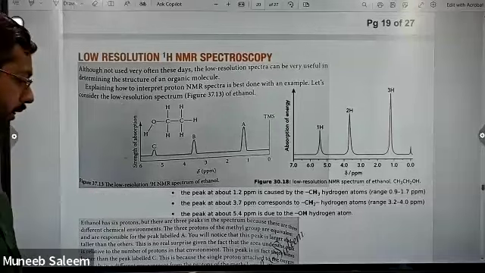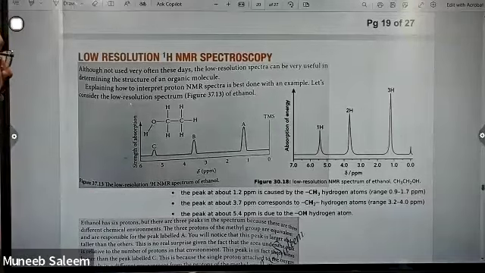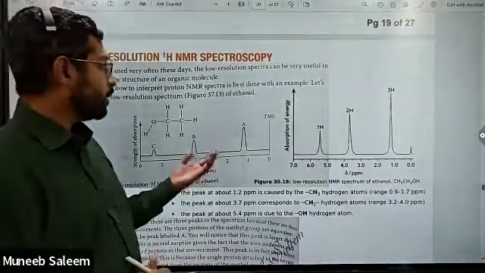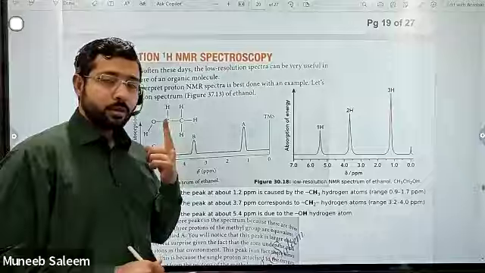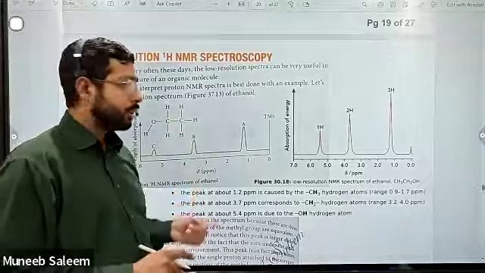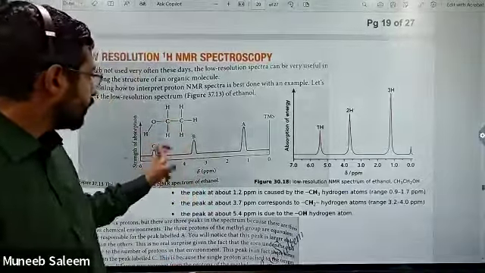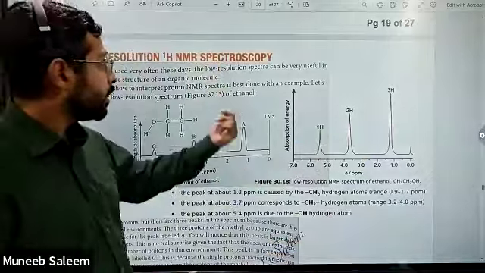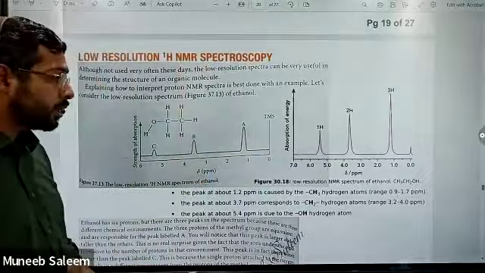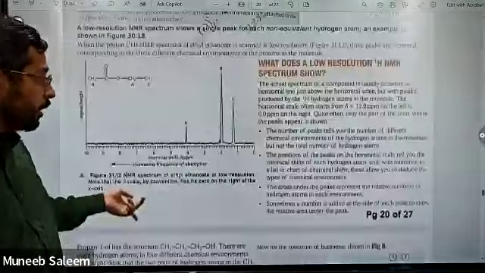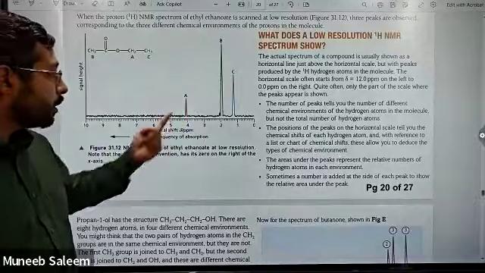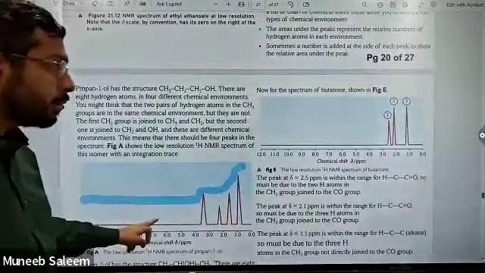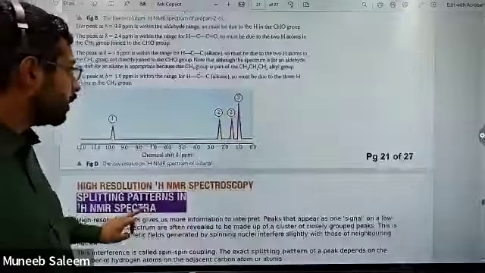Now we'll look at an example of low resolution NMR spectroscopy. In low resolution NMR spectroscopy, you will see only one peak for each group of hydrogen atoms. You can see here there's one peak here, one peak, and all of these are single peaks. These types of peaks are only visible in low resolution NMR spectroscopy. And this is also an example of low resolution NMR spectroscopy. These are all examples of low resolution NMR spectroscopy.